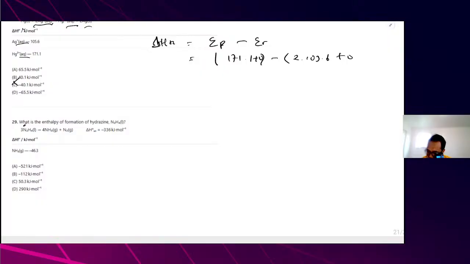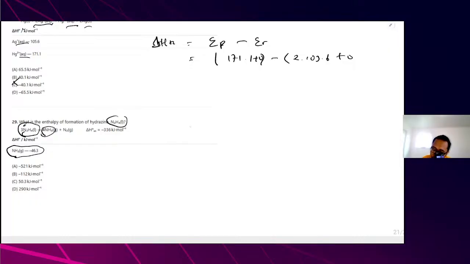Again, if there is no information, just assume that was 0. What is the enthalpy of hydrazine? This one is 3, but what we want is just 1. Remember, just 1. Okay, so NH3 is this one, and then NH3 here is 4.